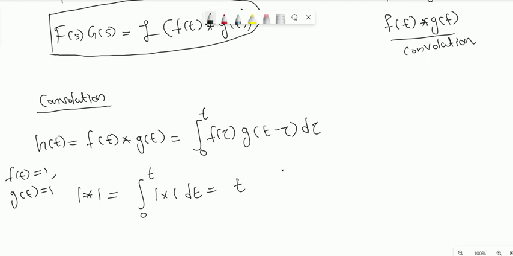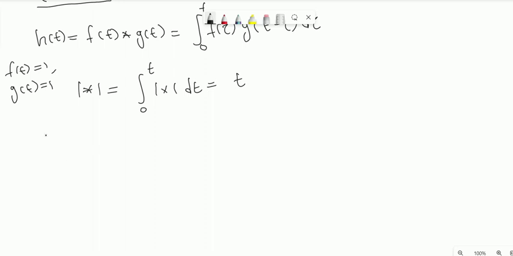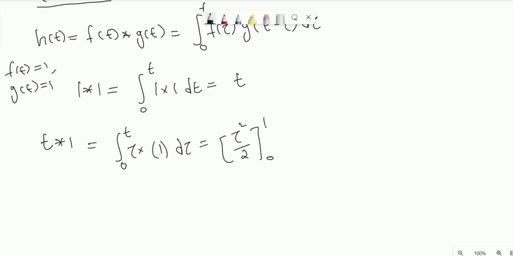Okay. Whereas what is convolution between t star 1, convolution between f of t equal to t and g of t equal to 1? You can see it is integral 0 to t tau into g of t minus tau, which is also 1, d tau, which is equal to tau square by 2 from 0 to t, equal to t square by 2.